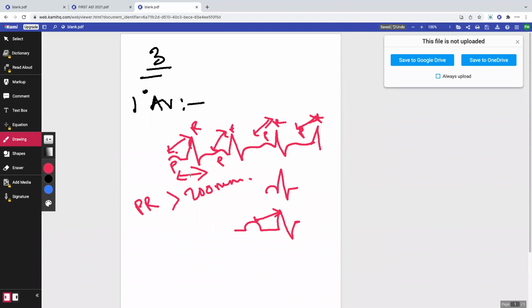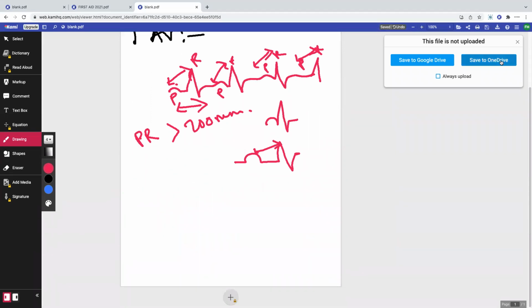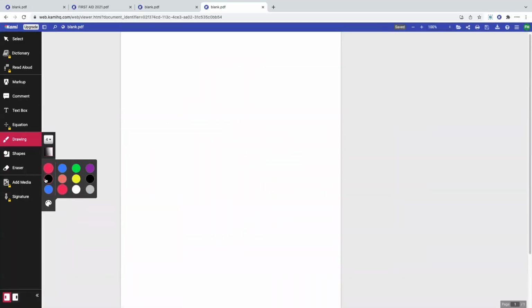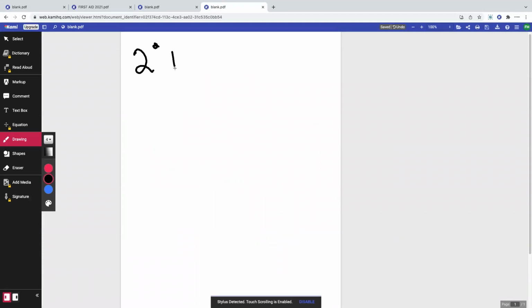Okay, next one is how do we diagnose a second degree heart block? In a second degree heart block, we have two types. Number one is Mobitz type 1. Mobitz type 1 heart block.